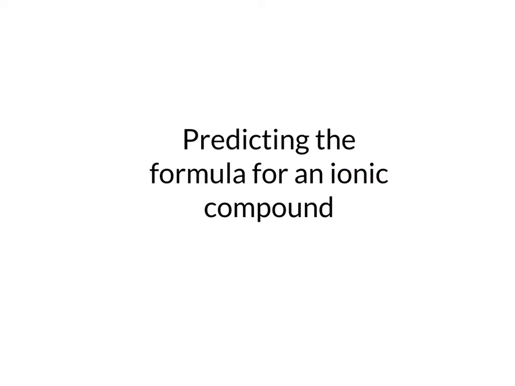Ionic compounds are made up of metal cations and non-metal anions. We can predict the formula for an ionic compound because all ionic compounds are neutral, and therefore we only need to figure out the number of metal cations that is appropriate with the number of non-metal anions so that the charges add to 0 and the compound is neutral.